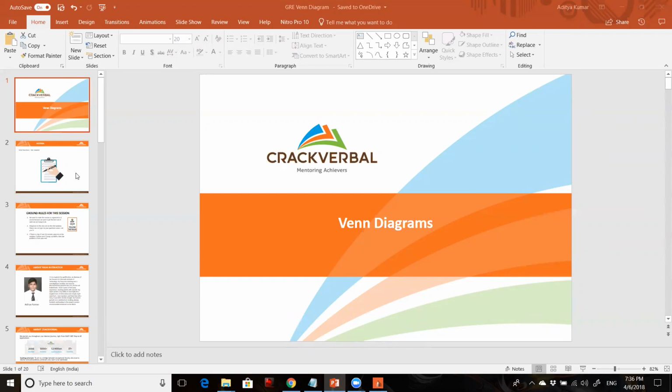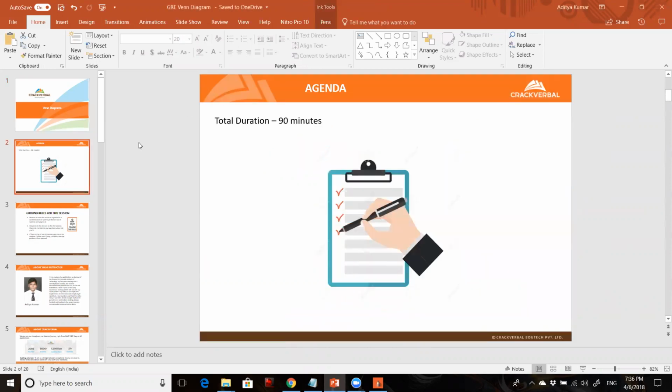The other would be using something called a 2x2 matrix. And I'm going to try to give you a rule of thumb to differentiate between questions where you use Venn diagrams and where you use tables. So that's going to be the agenda of this session. The session goes for approximately 90 minutes, so just keep yourself free until 9:15. I should wrap up my session by then.